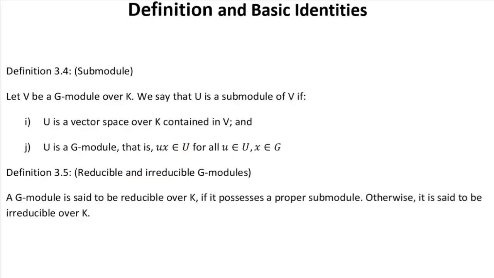Okay. Next is what we call a submodule. So if you have V and it's a G module, now you know what a G module is over K, we say that U is a submodule of V if U is also a vector space over K and it is contained in V, and the second condition is that U is a G module. That is, you can pick u from the vector space U and x from the group G, and this product will remain in U. Also satisfying all the other properties of the G module.